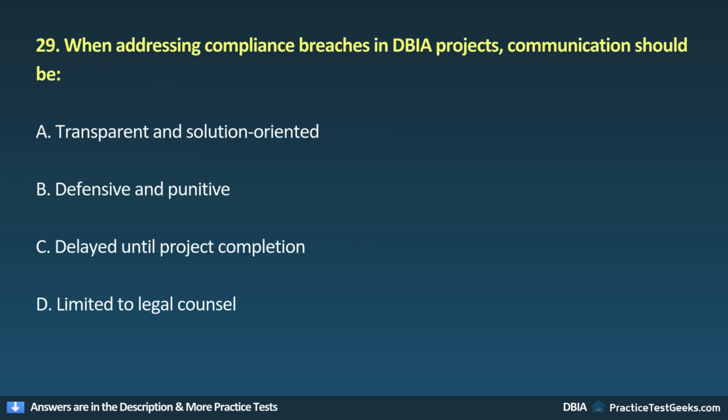29. When addressing compliance breaches in DBIA projects, communication should be A. Transparent and solution-oriented. B. Defensive and punitive. C. Delayed until project completion. D. Limited to legal counsel.